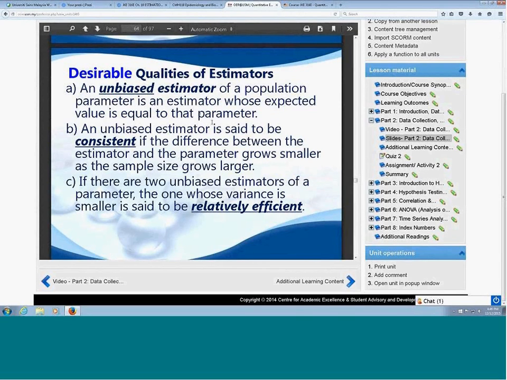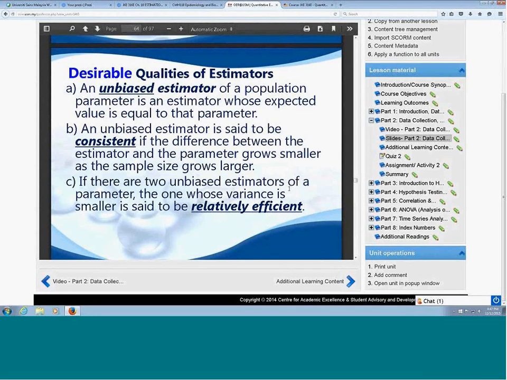The second quality of an estimator is that it has to be consistent. That means an unbiased estimator is said to be consistent if the difference between the estimator and the parameter grows smaller as the sample size grows larger. You will understand this once you do the assignment, where we will play along, not using that formula only. We're going to change one item in that formula, one at a time, so you'll see what the changes are.